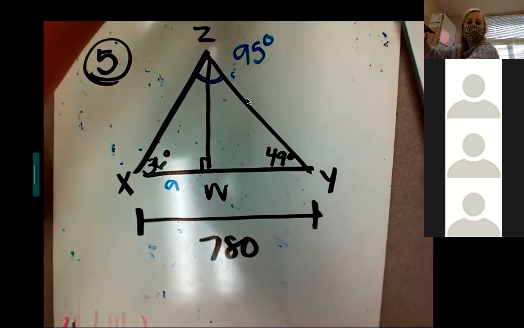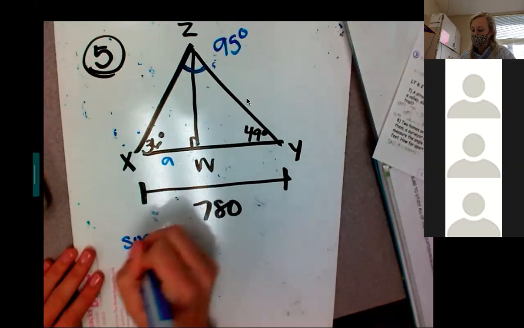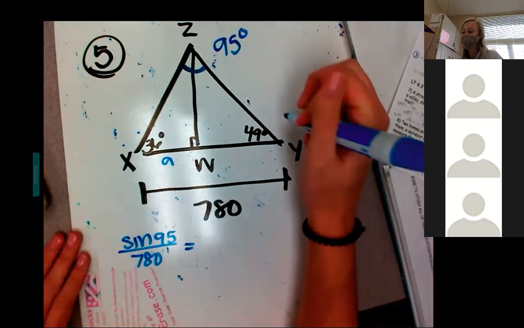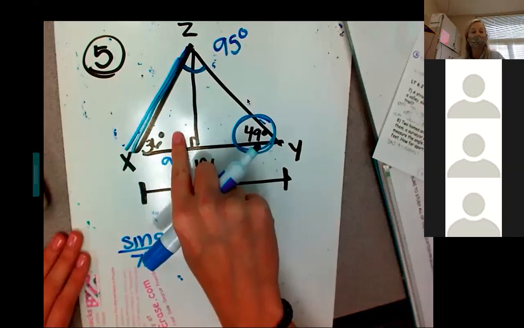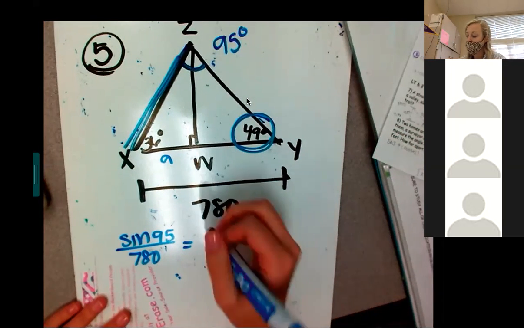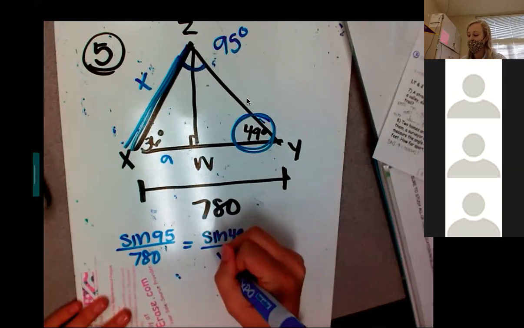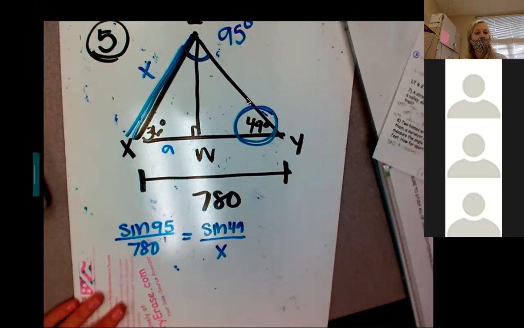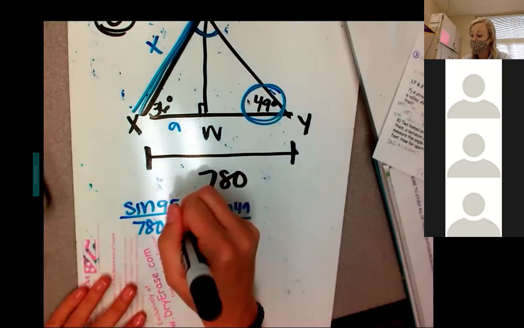So now my people at home, I should be able to do the sine of 95 over 780. And then you need to use 49 for your next proportion because we need one of the sides in this smaller left-right triangle to be able to find this bottom piece. So equals sine of 49 over, are y'all fine if I just call this X? Okay. You guys okay with how I have that set up? People in class, y'all are good? People at home? Good. Okay. So then you cross multiply.